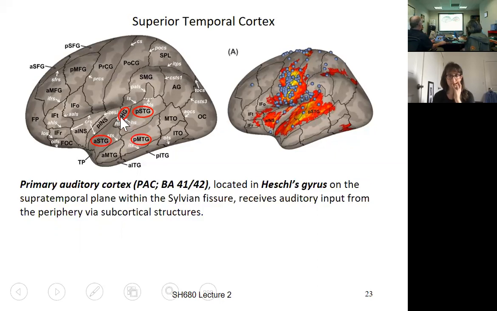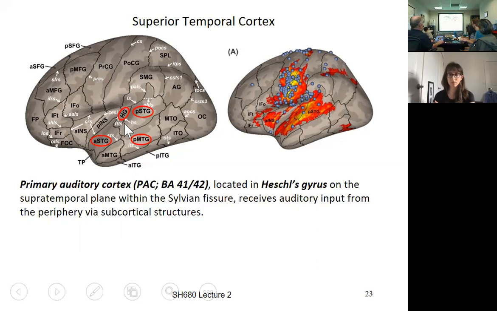So the primary auditory cortex is Heschl's gyrus. It's on the supratemporal plane inside the fissure here. Immediately behind it is the planum temporale, which some people consider part of the posterior superior temporal gyrus. Others consider it a separate structure. But anyway, it's very important for representing speech sounds. And it's also in the supratemporal plane, so inside the sulcus.